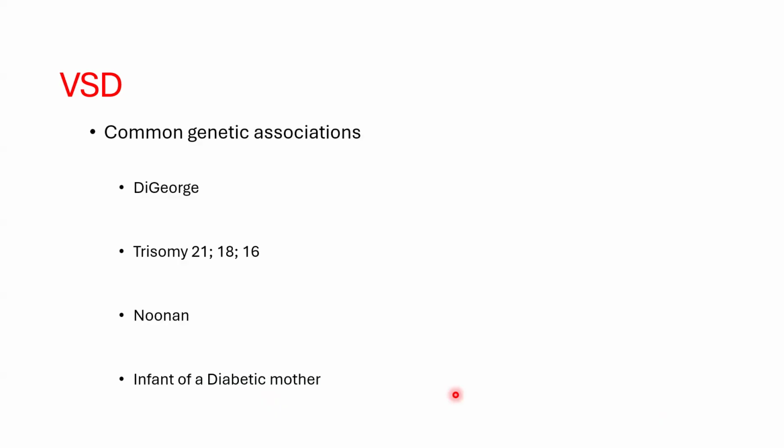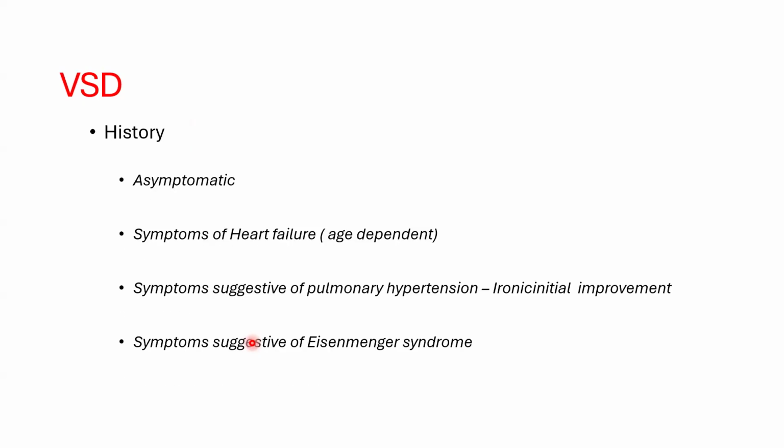There are common genetic associations, which I talked about yesterday. So every VSD patient must be assessed from a syndromic point of view. Down syndrome, Edwards syndrome, Patau syndrome, Noonan's, and then also infants of diabetic mothers tend to have VSDs as well. So that's something to also bear in mind, which is why pre-gestation mothers who have diabetes need to be controlled properly before they get pregnant so that they don't end up with babies with VSDs.